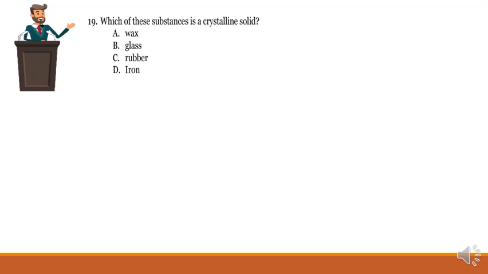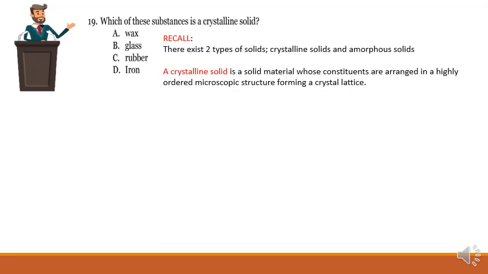Which of these substances is a crystalline solid? Now, this takes us to start thinking about the type of solid. Let's remind ourselves that there are only two types of solid that can exist: crystalline solids or amorphous solids. A crystalline solid is a solid material whose constituents are arranged in a highly ordered microscopic structure, forming a crystal lattice. So only crystalline solids can form a crystal lattice. Let's start evaluating from A to D, which of them can form a crystal lattice and which cannot.